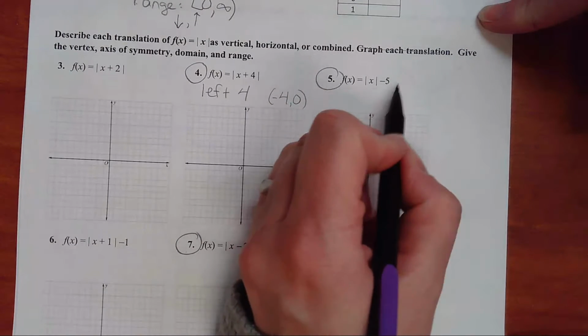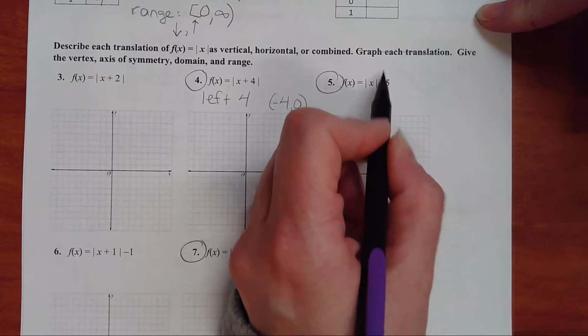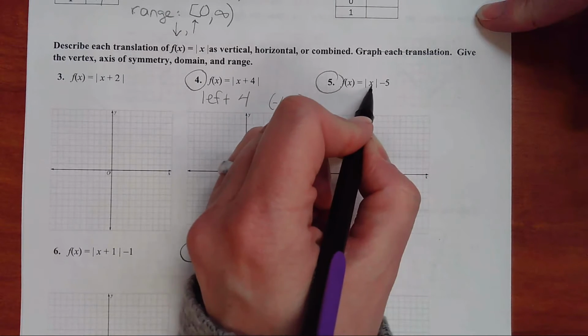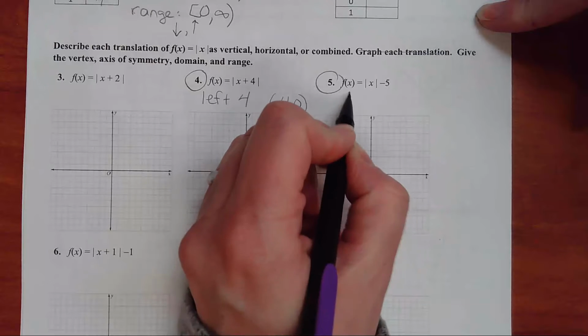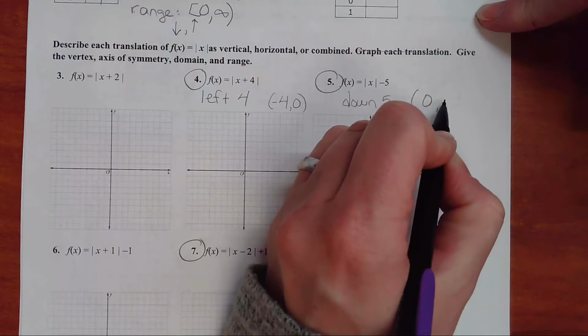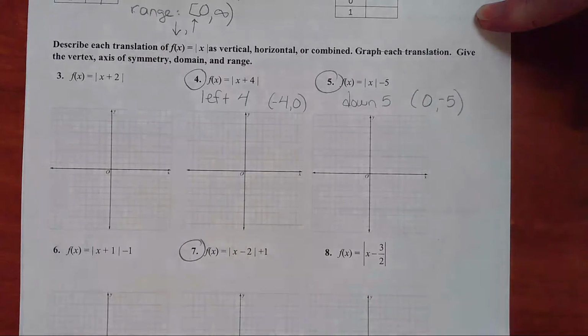This here, when the addition or subtraction is outside the bars, that's moving up or down. This one does not move left or right any because it's not inside the bars, but this does move down 5. So this actually would have a vertex of 0, -5.